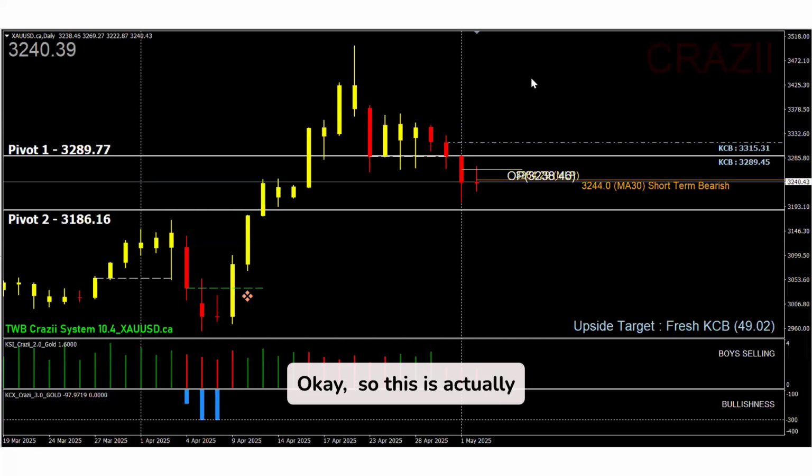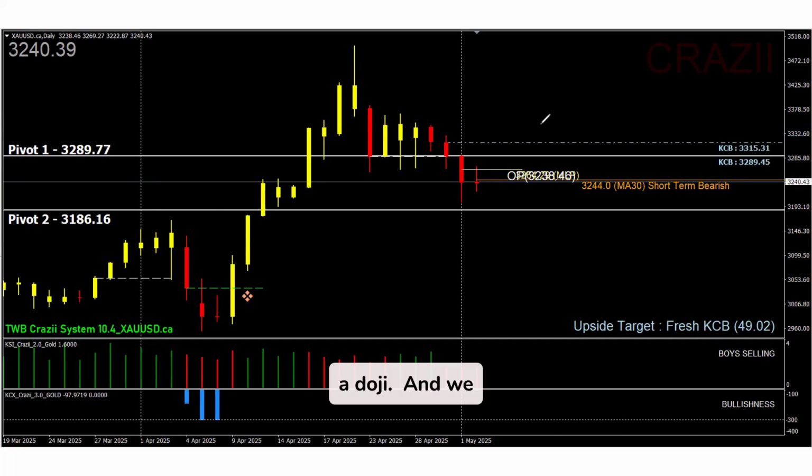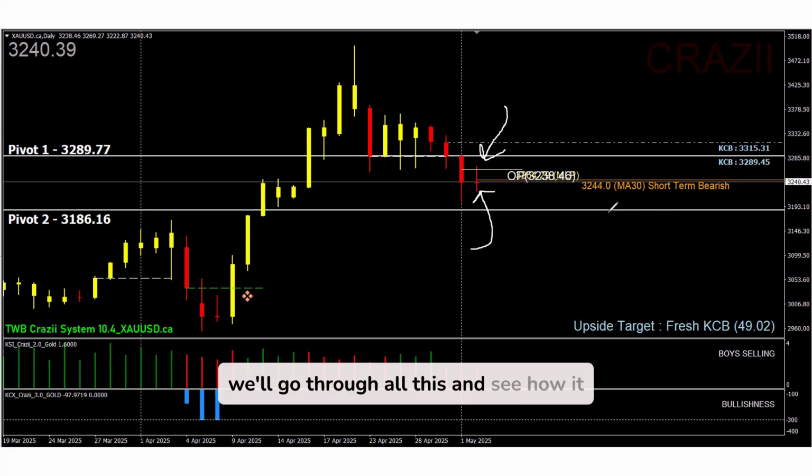Okay, so let's go through last Friday and see how it works. Last Friday, we can see very clearly that the market did a doji, and the market traded to the MLP, then it rejected by that, and also it went past the MA30. So we'll go through all this and see how we trade.